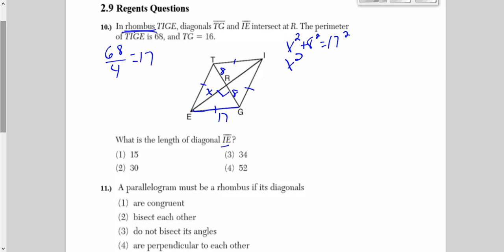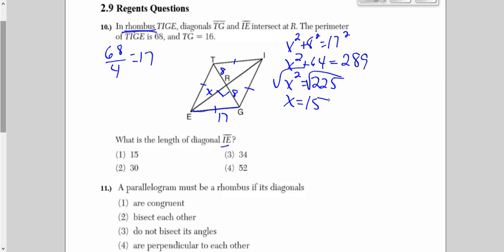So x squared plus 64 equals, what's 17 squared? Not 229, 289, right? Subtract 64 from both sides. What do we get? 225. What is the square root of 225? 15. Let's see. Hey, it's choice 1, isn't it? Why not? I got x equals 15. There's a 15 there.